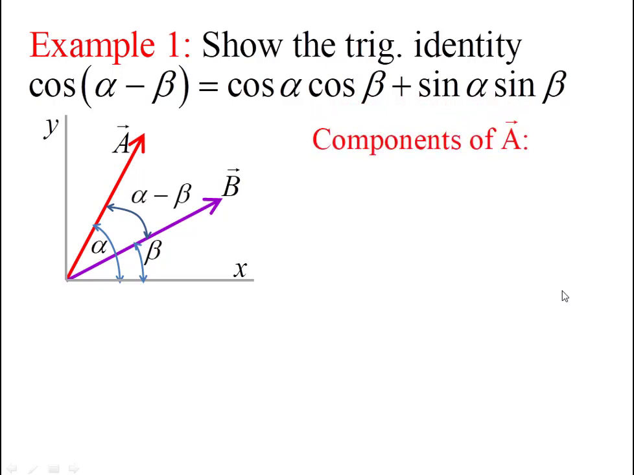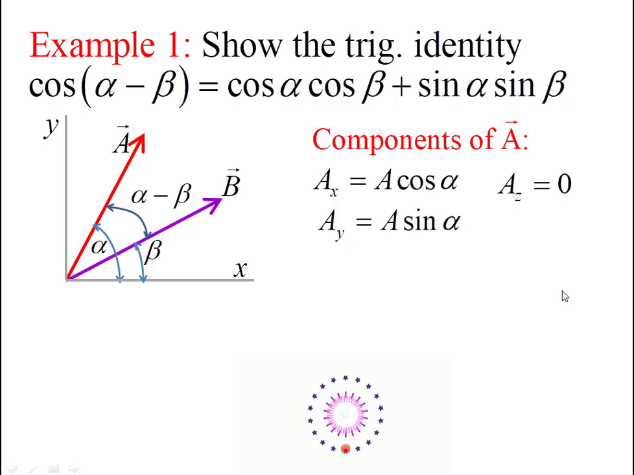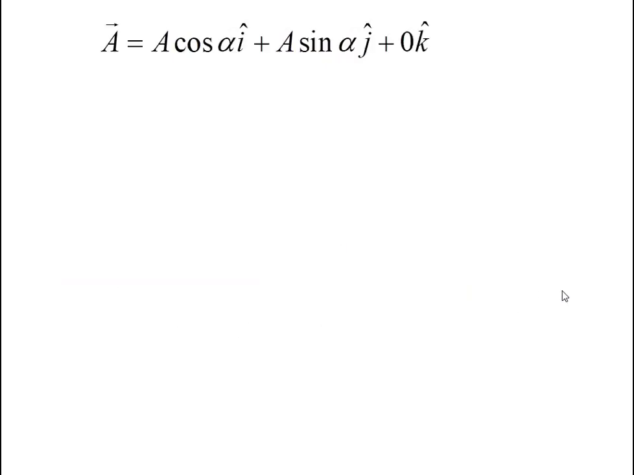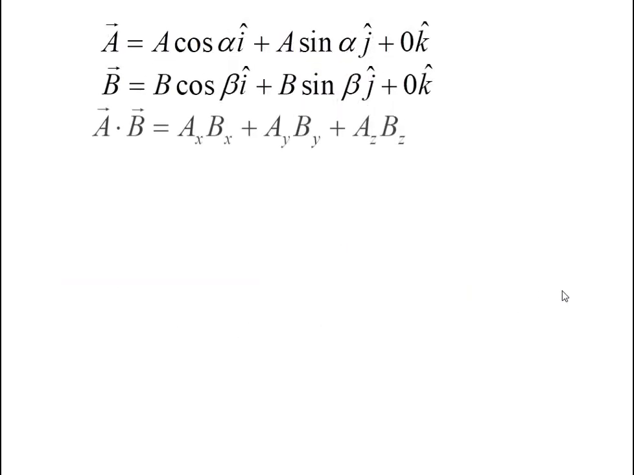Then we can expand the components of A as Ax equals A cosine of alpha, and Ay is A sine of alpha. And Az is 0, of course, because we are only placing our vector on the xy plane, and the z component is missing. The components of B are Bx equals B cosine of beta, By is B sine of beta, and Bz is equal to 0. So these are our two vectors.